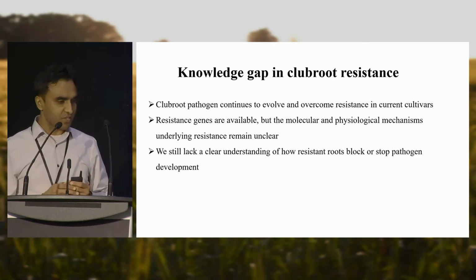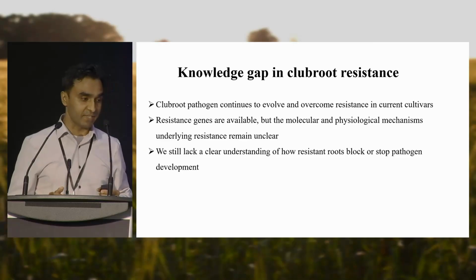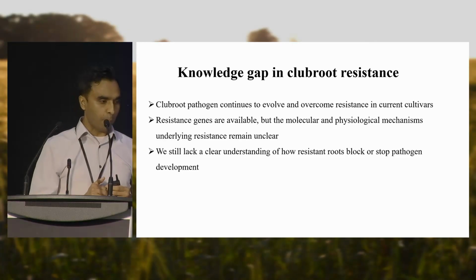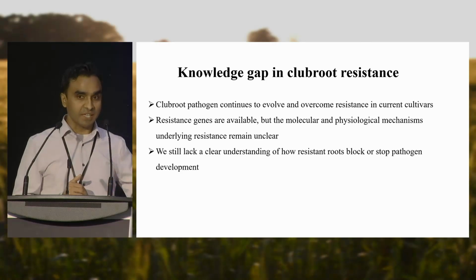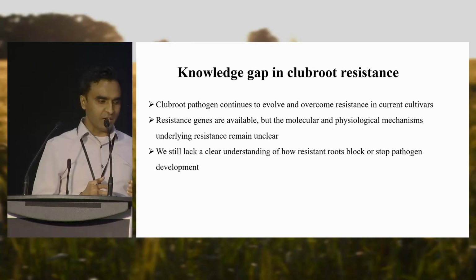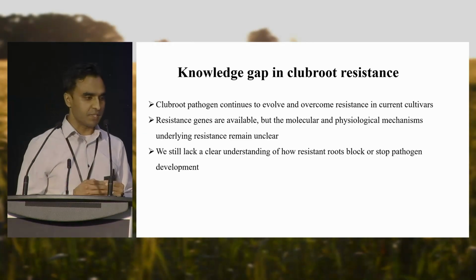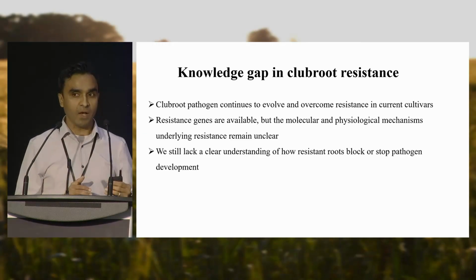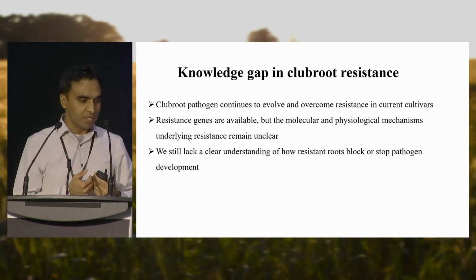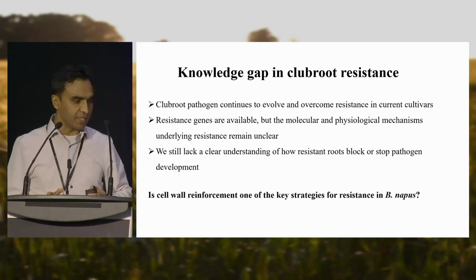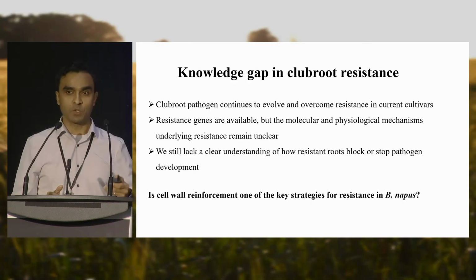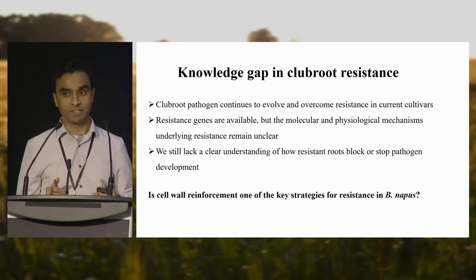For the last few decades, we have been working on the disease. We know quite a bit of pathogen biology, and we have QTLs and genes related to the pathogen. What is really lacking in our field right now is the molecular understanding of how the pathogen and the host really interact. That brings me to my question today: cell wall reinforcement is one of the strategies Brassica napus, or Brassica, uses to gain resistance.